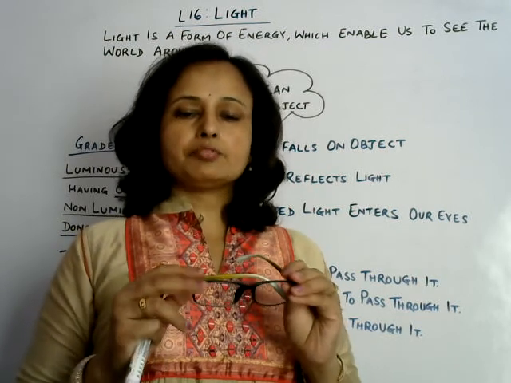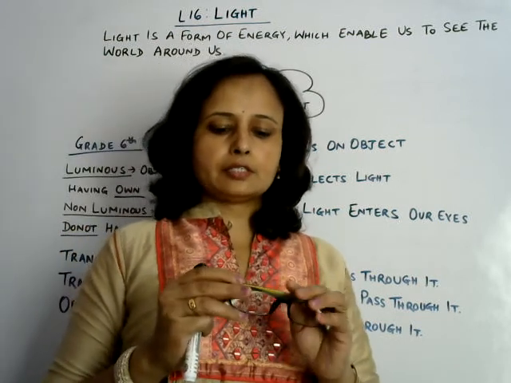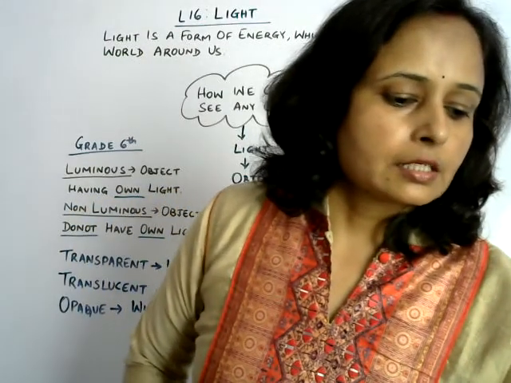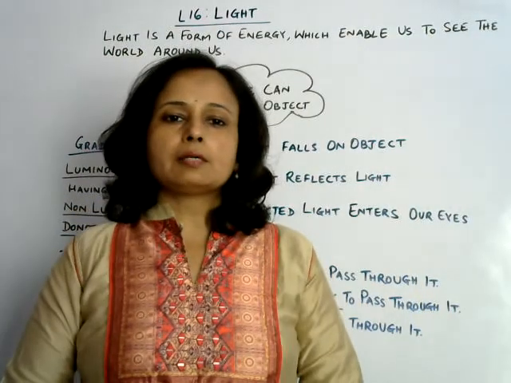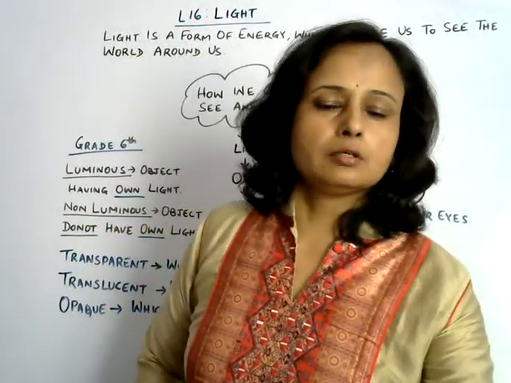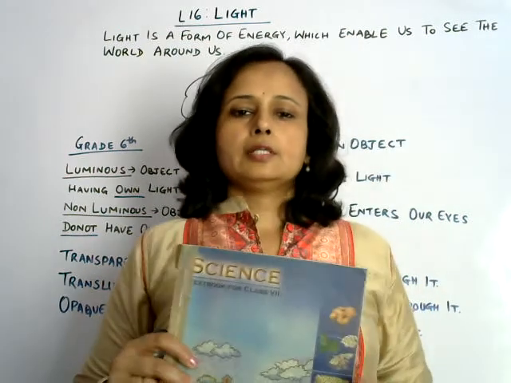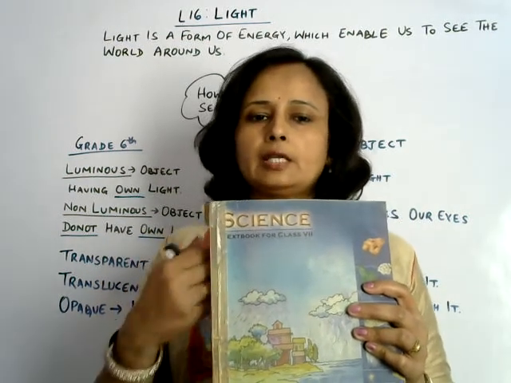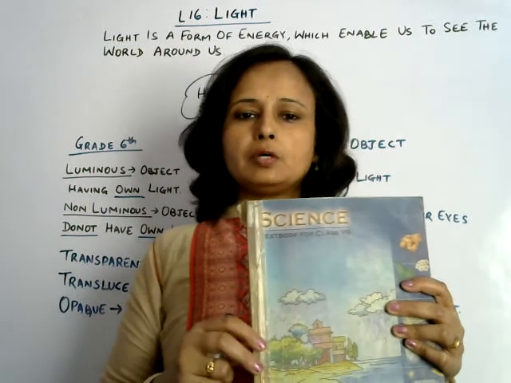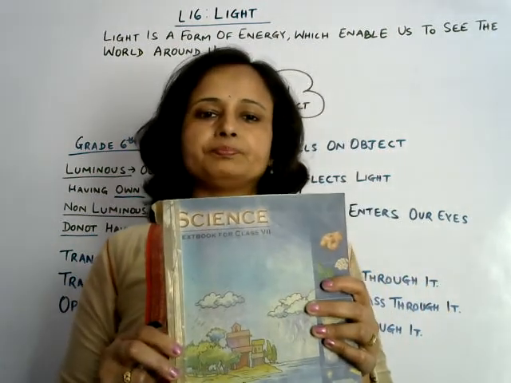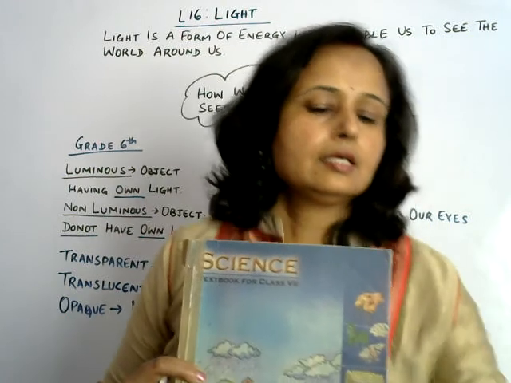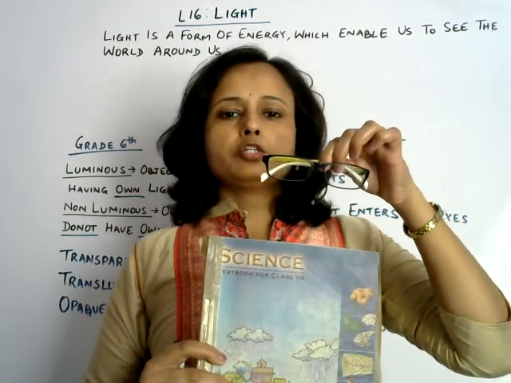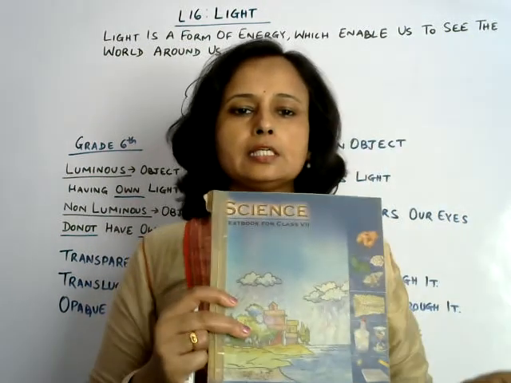Just like that, a few plastics are transparent, but not all plastic. A few poly bags are transparent. Now look at this book. This is opaque. Why? Because light can't pass through it. Now you can't see behind this book, but you can see behind this spectacle. So this is transparent, but this is opaque.